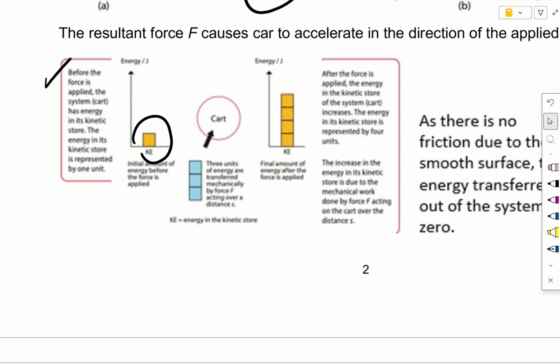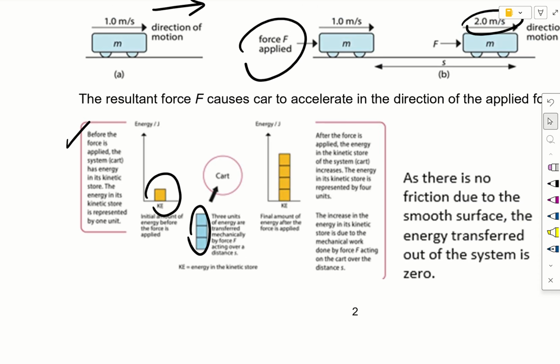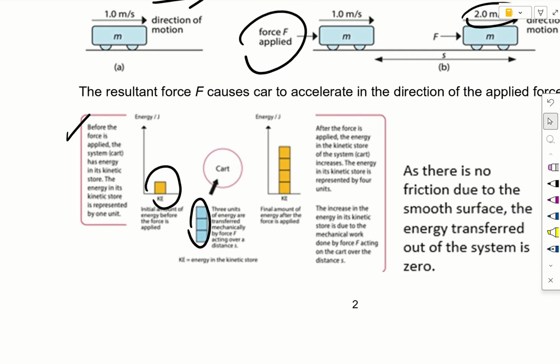This is the energy in the kinetic store of the cart. It's a mouthful, but you have to write it in such a way that it states what kind of store, of the object. The store must have an owner. In this case, the owner is the cart. The cart has energy in a kinetic store. So we input 3 units of energy, and it's transferred mechanically by a force acting over a distance s. This 3 again is an arbitrary number. How do we arrive at this 3? Just a model. So 3 is added in.